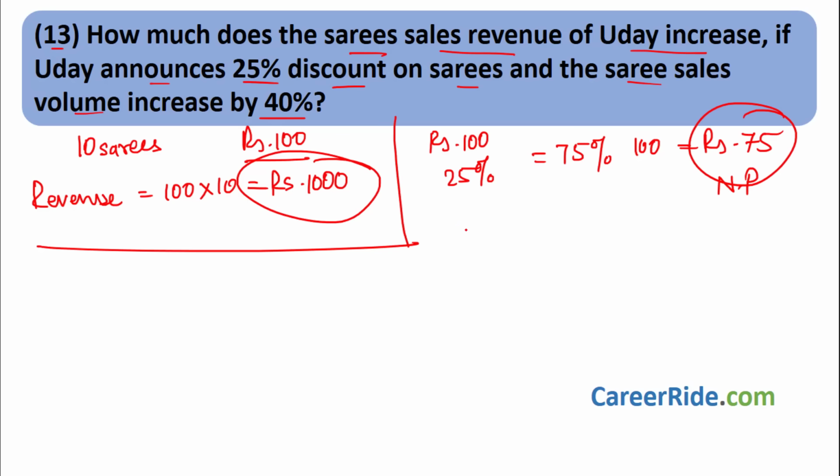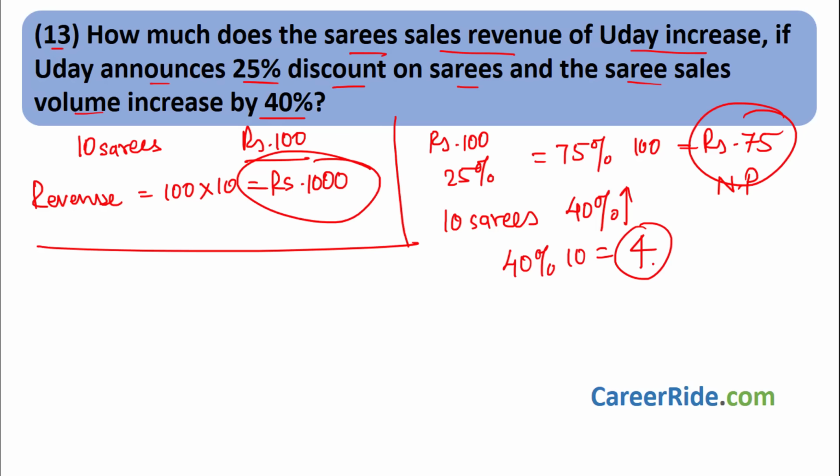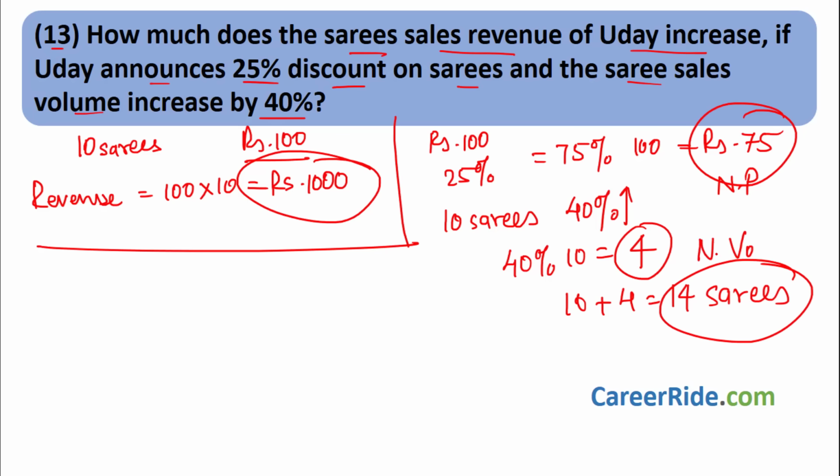Also they have given that the sales volume of sarees increases by 40%. Initially Uday was selling 10 sarees, okay? Now there is a 40% increase in the sale of sarees, in the number of sarees which are sold. So what is 40% of 10? It is nothing but 4, correct? So 4 is 40% of 10. That means Uday is selling 10 plus 4 equal to 14 sarees now, right? This is the new volume.